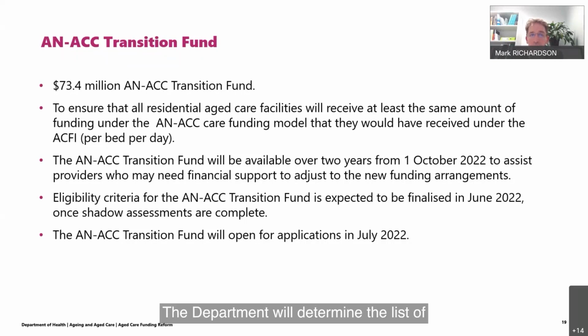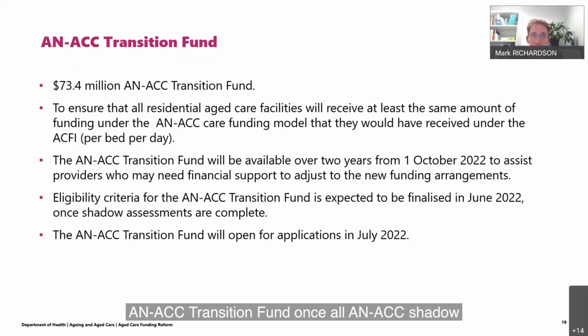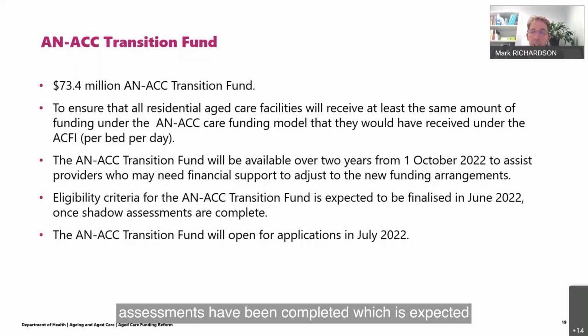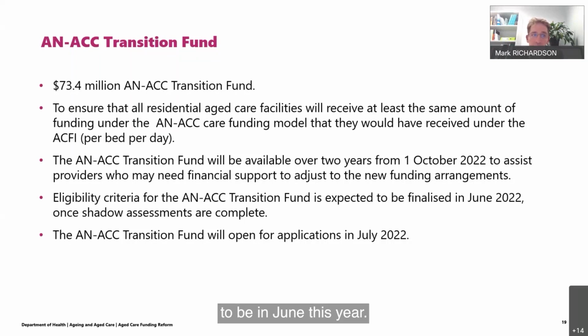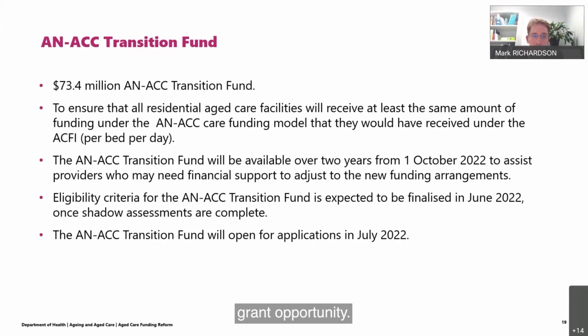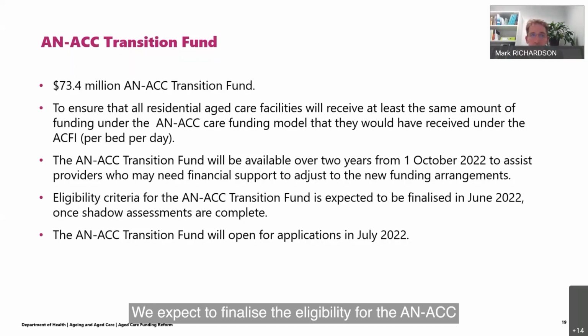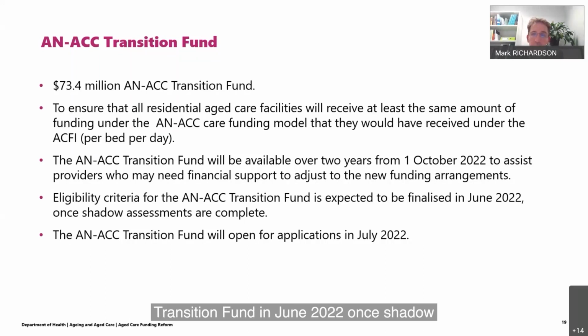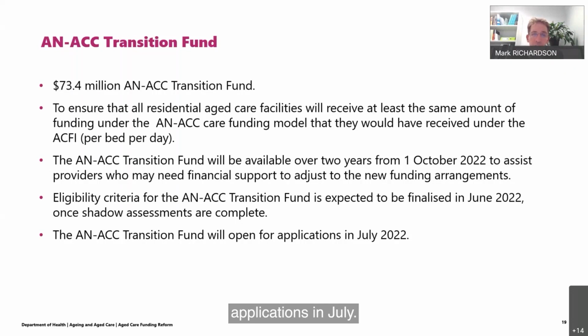The department will determine the list of providers that will be eligible to apply for the AN-ACC Transition Fund once all AN-ACC shadow assessments have been completed, which is expected to be in June this year. Eligible providers will be invited to apply to access the AN-ACC Transition Fund through a non-competitive grant opportunity. We expect to finalise the eligibility for the AN-ACC Transition Fund in June 2022 once shadow assessments are complete. The AN-ACC Transition Fund will open for applications in July.